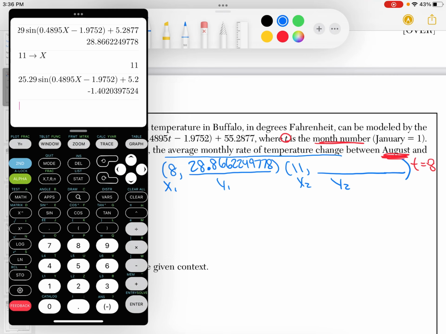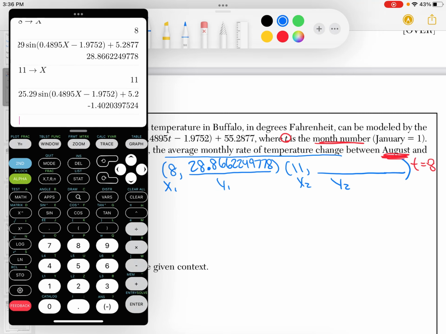But that's not the right number. What did I do wrong? Oh my gosh, I'm actually so happy that just happened. So look how easy it is to mess this up. Instead of 55.2877, I typed in 5.2877, and the whole thing would have been wrong.